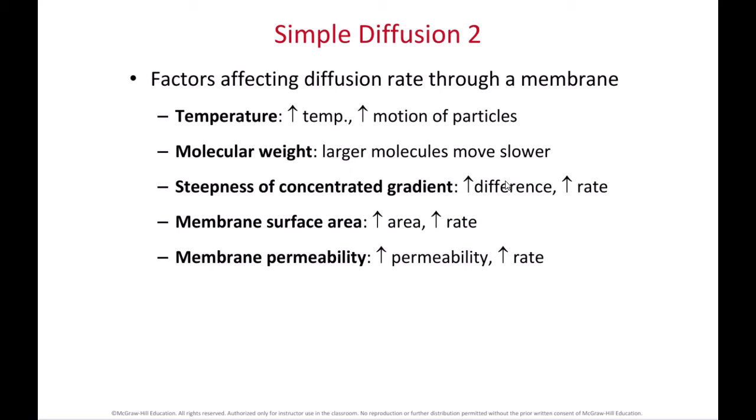Membrane surface area influences the rate of diffusion. The higher the surface area, the higher the rate of diffusion. And then we also have membrane permeability. Some membranes are more leaky than other membranes. If it's more permeable, if it's more leaky, we have a faster rate of diffusion compared to something that's less leaky.